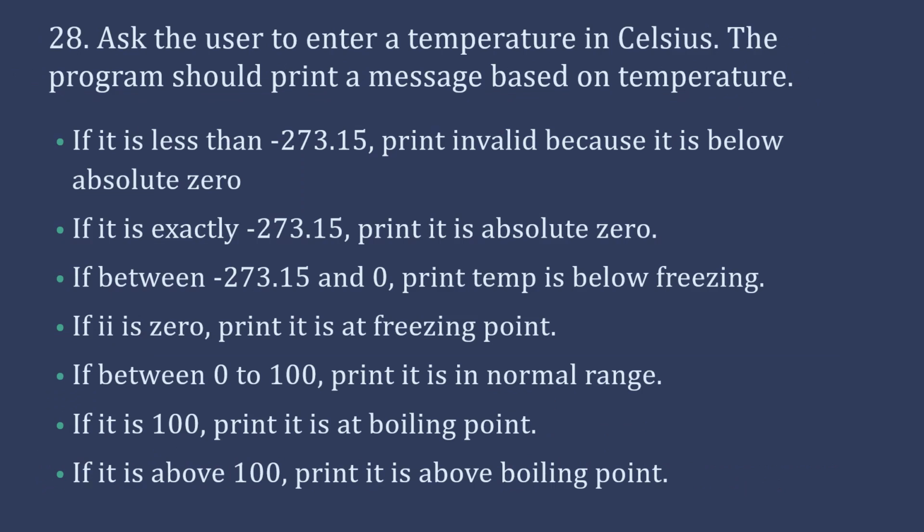Now, the next program is to ask the user to enter a temperature in Celsius, and the program should print a message based on temperature. That means if it is less than minus 273.15, it has to print it is invalid. Otherwise, if it is exactly minus 273.15, it has to print it is absolute zero. Like this, it has to print some statements. So you just have to use multiple if statements over there.